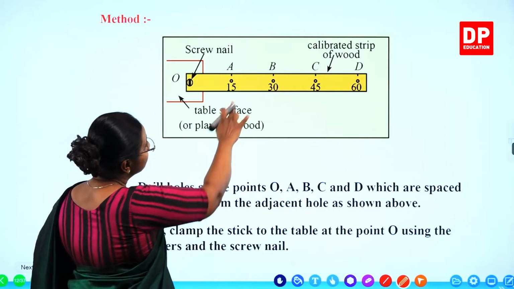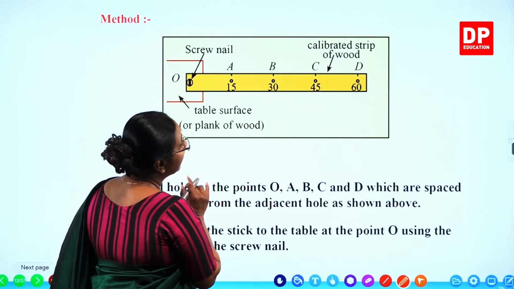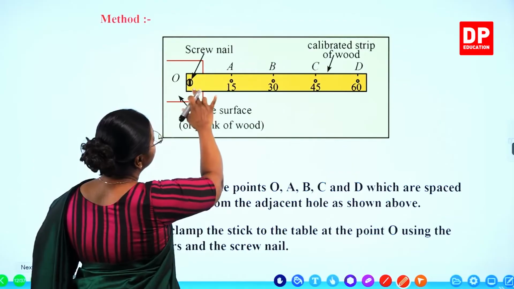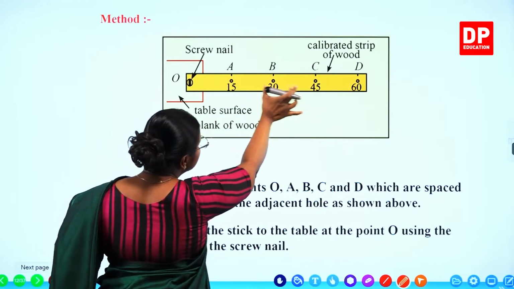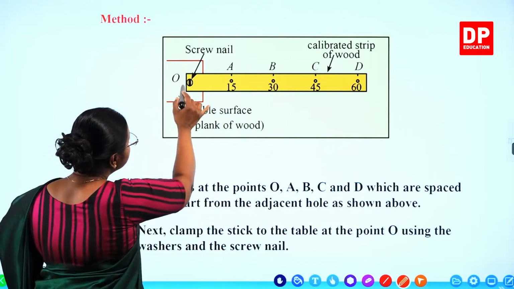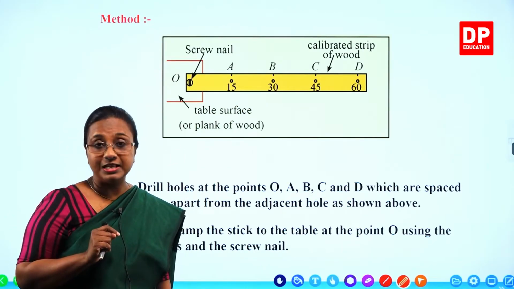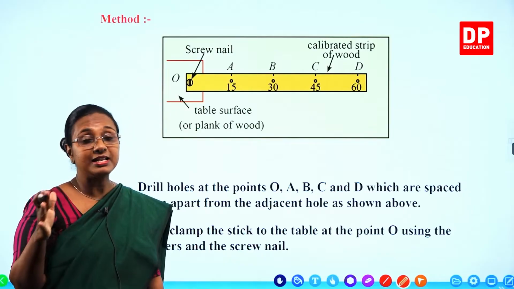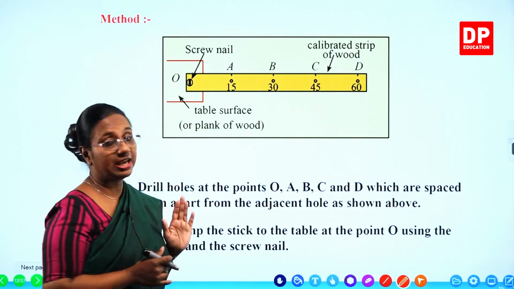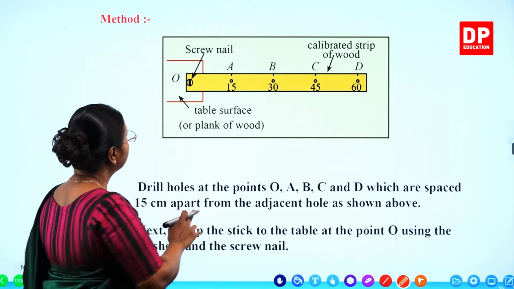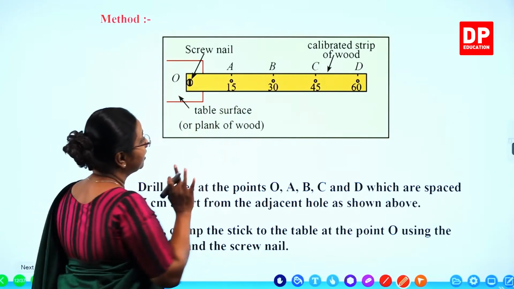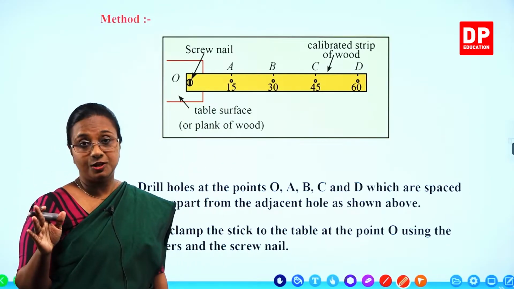Then we calibrate. Here you can see the calibrated strip of wood. Calibrate means we measure the distance from this screw nail to this point. It has to be about 15 centimeters. You can decide that value. Here we have taken 15 centimeters. So from this point to this point, it has to be 15 centimeters.